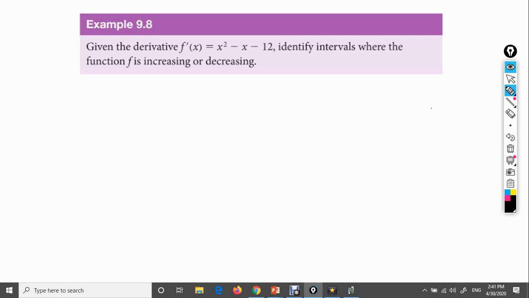All right, so now we are on example 9.8, and it says, given the derivative f prime of x equals x squared minus x minus 12, identify intervals where the function f is increasing or decreasing. So this is the derivative of f. And the derivative of f is going to describe the graph of f. Okay? So it's going to tell us what's going on with the intervals where f is increasing or decreasing.